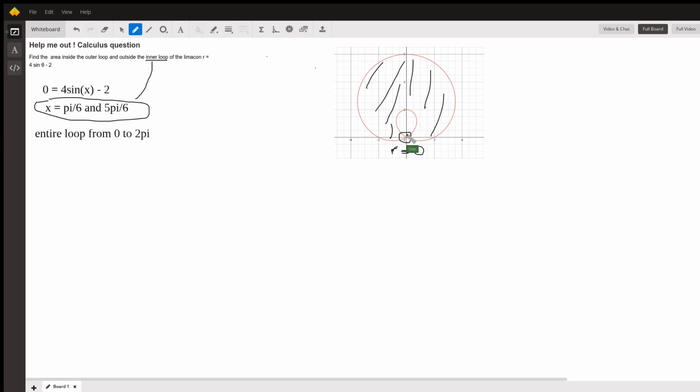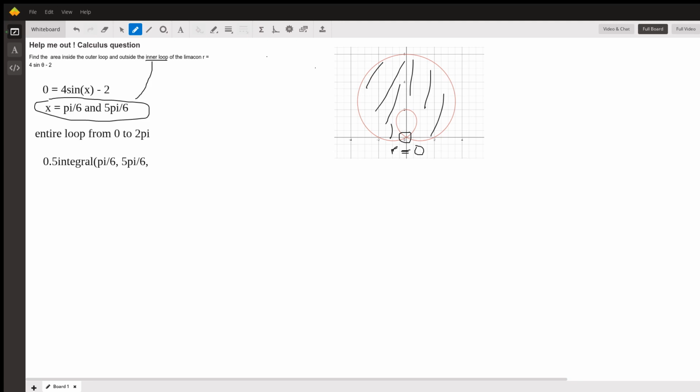Now, in order to figure out the area from here, you're going to have to set r equal to 0 because it's at the origin. And then you find that θ will equal π/6 and 5π/6. So this means that the limits of integration would be 0.5 integral, and then you go from π/6 to 5π/6.